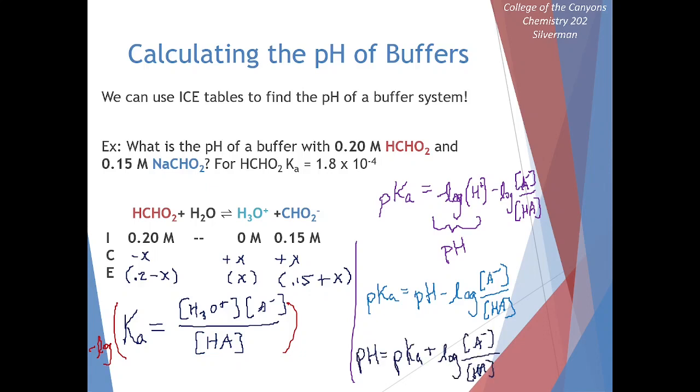What we get if we solve this ice table is that X is 2.4 times 10 to the negative 4, and our pH is 3.62. If we want to use this other expression, we could also use that. The pH is equal to the pKa plus the log of conjugate base divided by conjugate acid. This is a special case. It's the solution to our ice table, but it's the solution to our ice table when we have both a conjugate acid and its conjugate base present in the same solution.